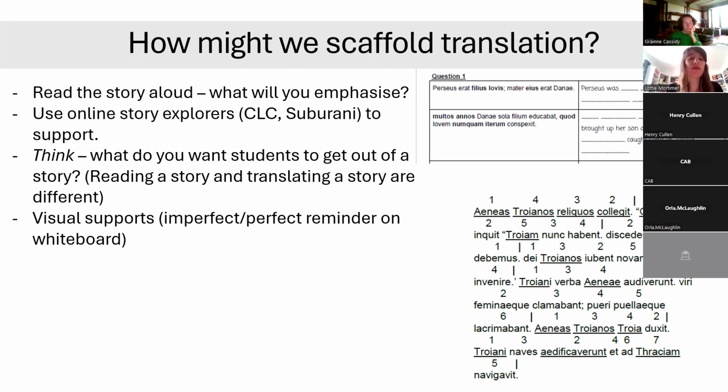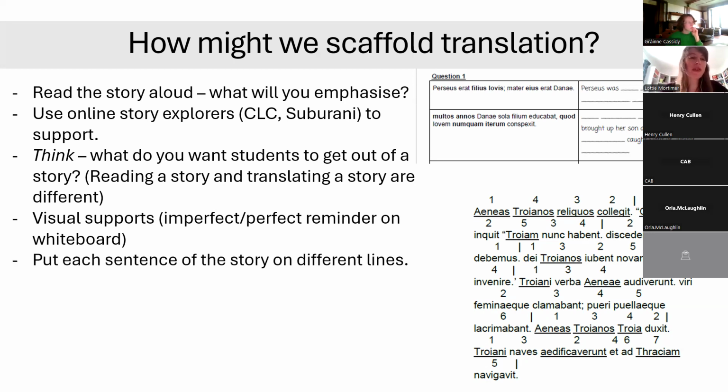We might have visual supports. Super simple. We might just draw a quick little reminder of what the imperfect and perfect endings are and what we translate them with. Put it on the whiteboard so it's something students can refer back to when they're doing some sentences on the imperfect or perfect tense. Or if we're doing Greek, maybe the aorist.